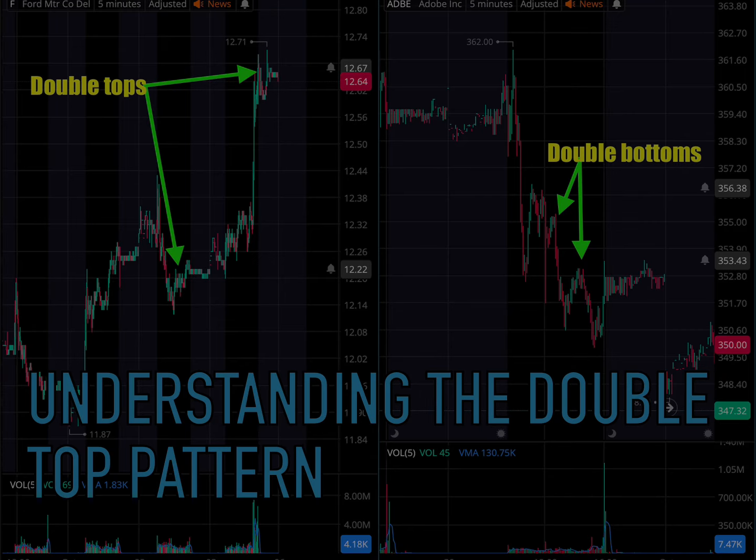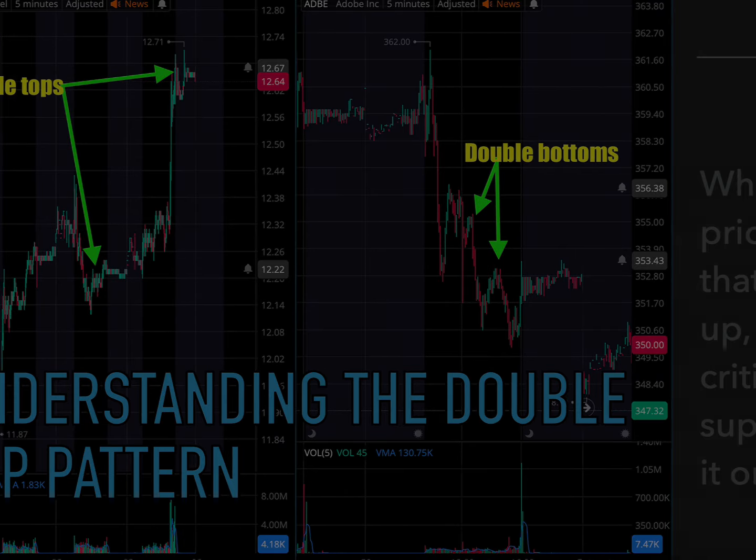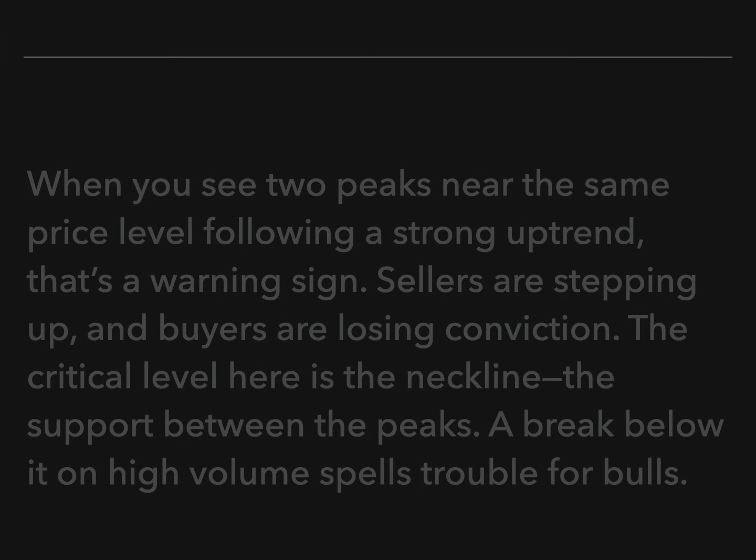Understanding the double top pattern. When you see two peaks near the same price level following a strong uptrend, that's a warning sign. Sellers are stepping up and buyers are losing conviction. The critical level here is the neckline, the support between the two peaks. A break below it on high volume spells trouble for bulls.